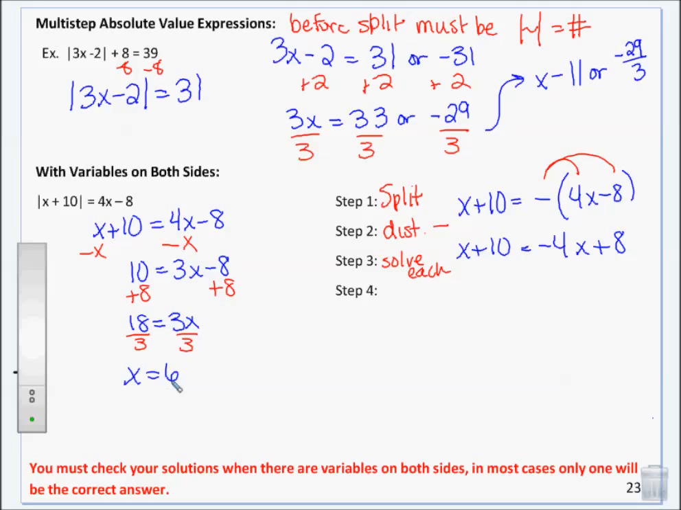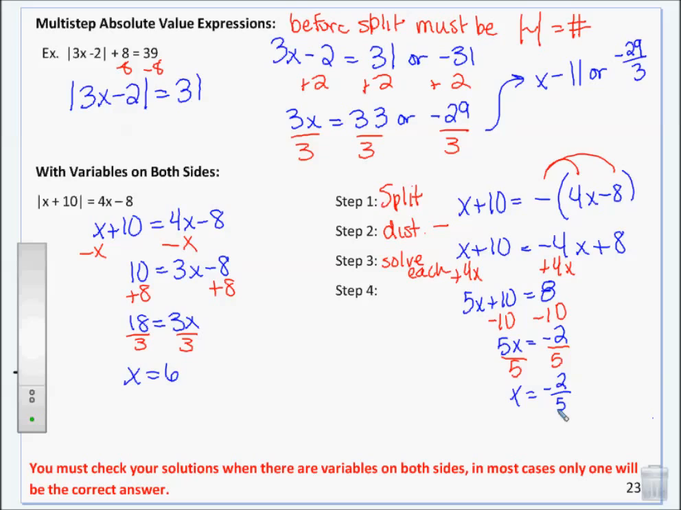Then I'll come over here and I'll add 4x to both sides. And I will get 5x plus 10 equals 8. And then I will subtract 10. And I get 5x equals negative 2. Divide by 5, and x will be negative 2/5.